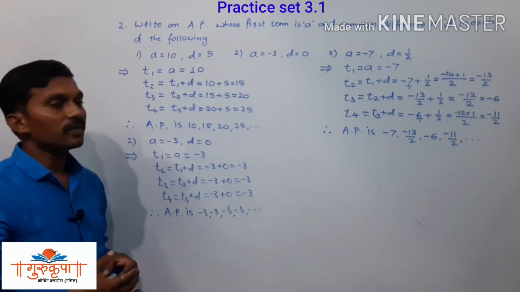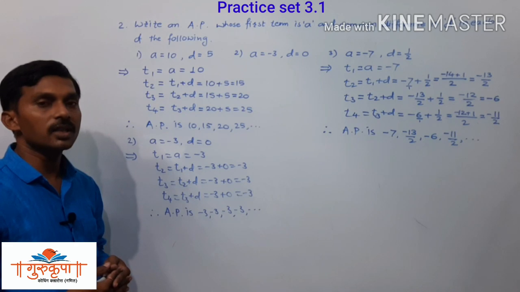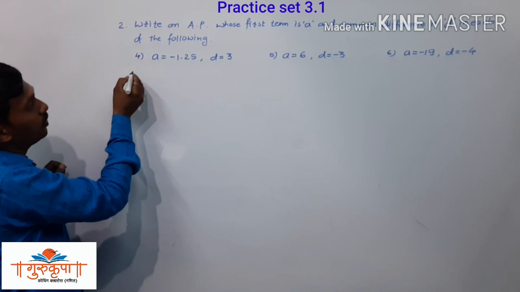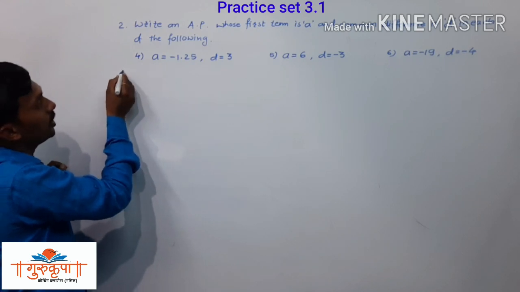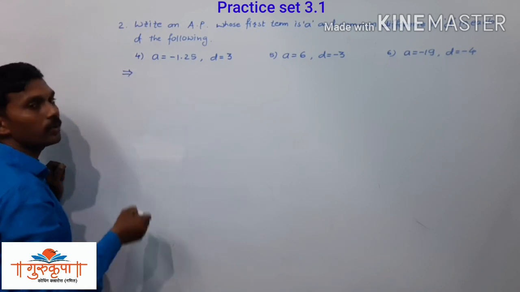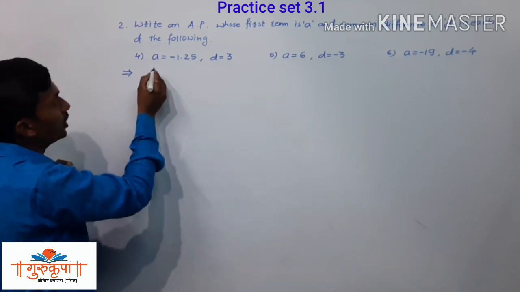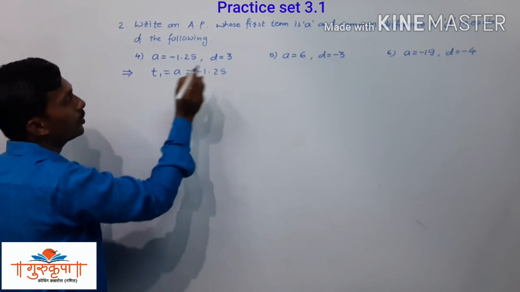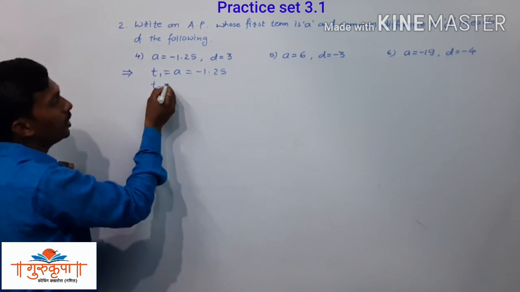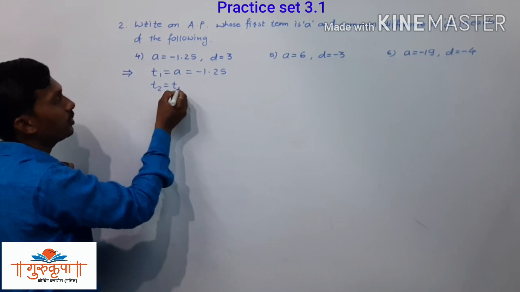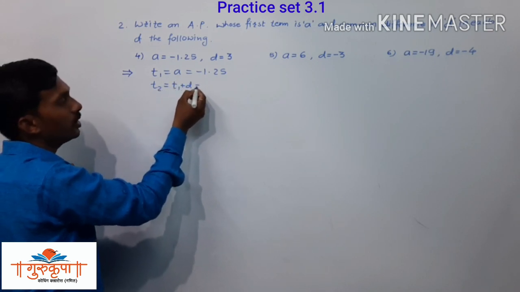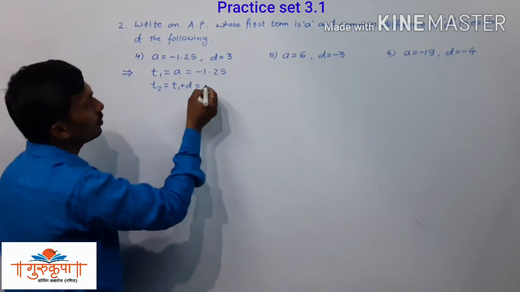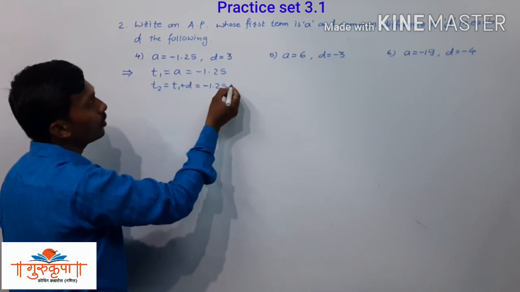Now we will take the next example, that is example number 4. Here we have given the first term, that is minus 1.25, and the common difference 3, and we have to find the AP. We have to write that AP. So here we can write T1 is equal to A is equal to minus 1.25. Then T2 is equal to A plus D, or you can write it as T1 plus D. In the previous term we have to add the common difference, that is T1 plus D. T1 is minus 1.25 plus 3.